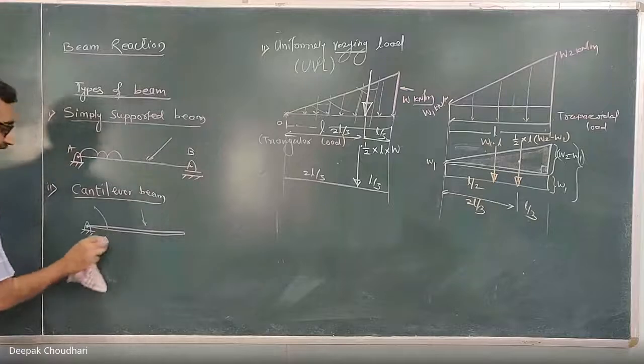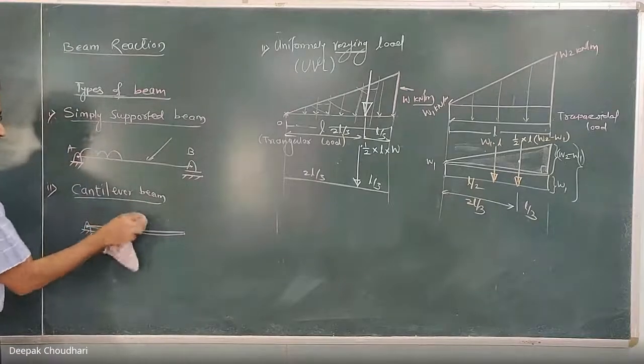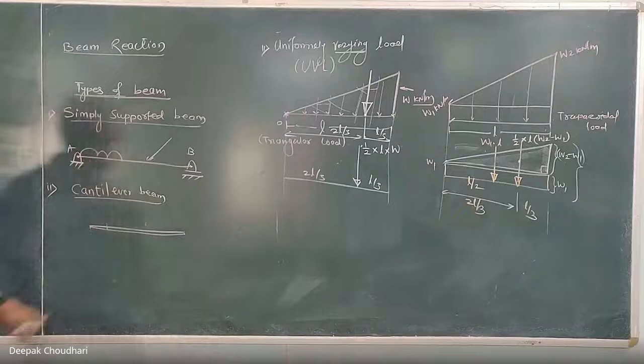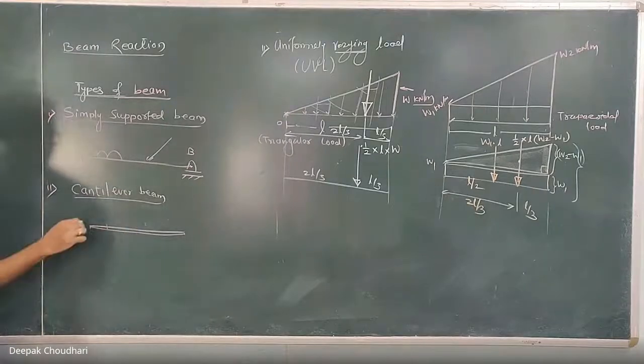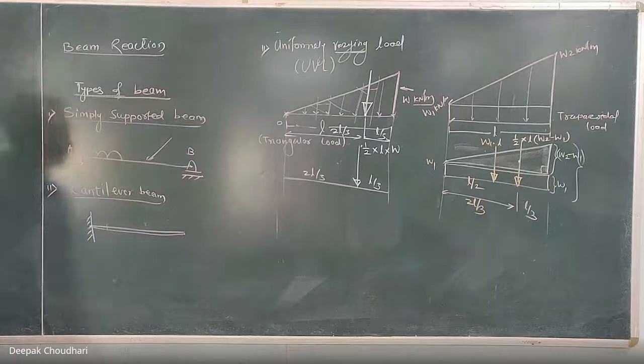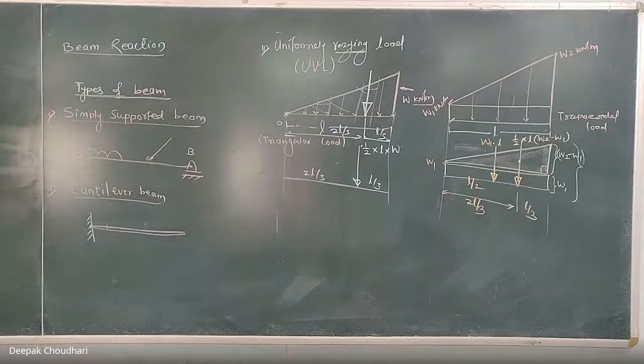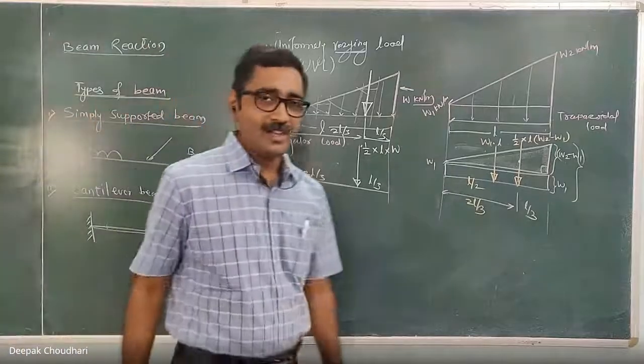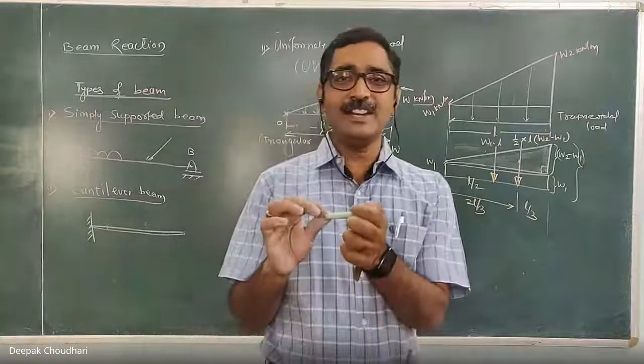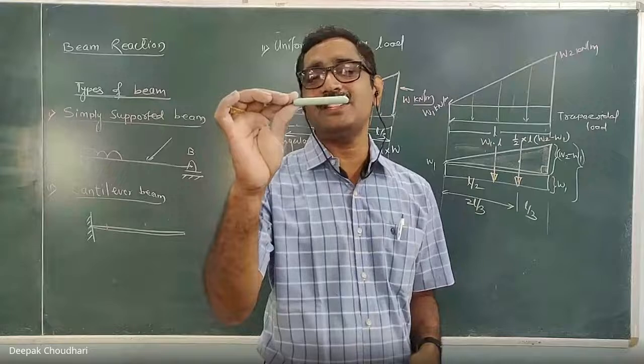That's why whenever the cantilever beam is there, which is at one end it is supported and other end is free, then at this end there must be the fixed support. इधर fixed support ही आएगा. So when a beam is supported at one end and other end is free, such type of beam is known as a cantilever beam. एक ही end पे supported है, other end free है. Such type of beam is known as a cantilever beam.